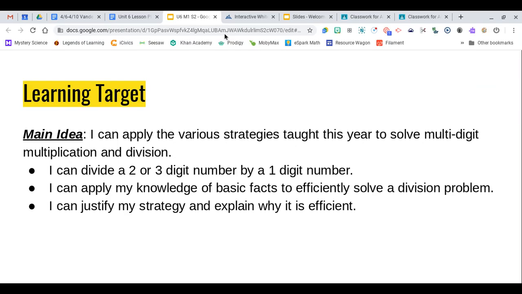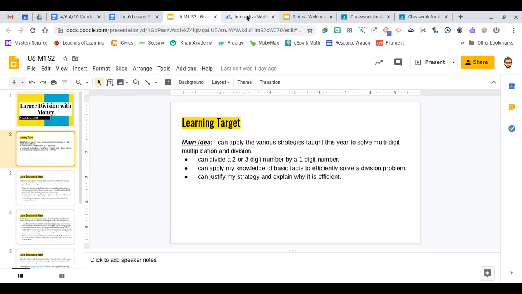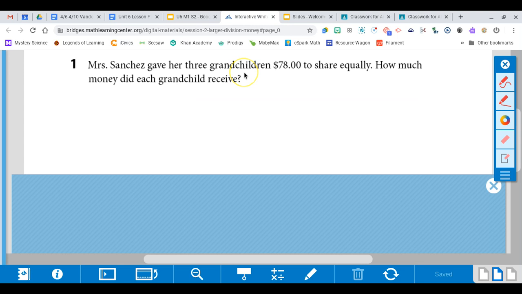So let's jump right in and look at our first division problem. It says, Mrs. Sanchez gave her three grandchildren $78 to share equally. How much money did each grandchild receive? So the first thing you need to ask yourself is, what is the question asking? Well, it's asking, how much money did each of the grandchildren receive?